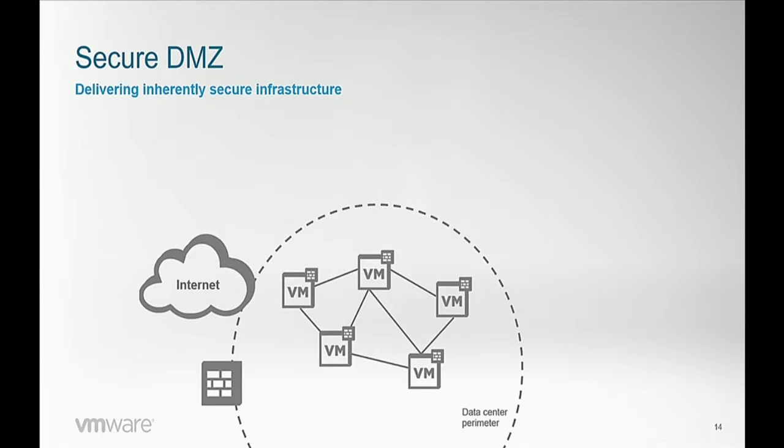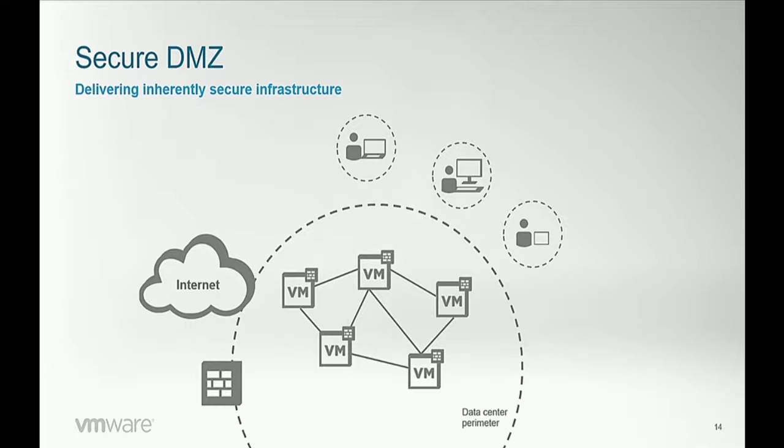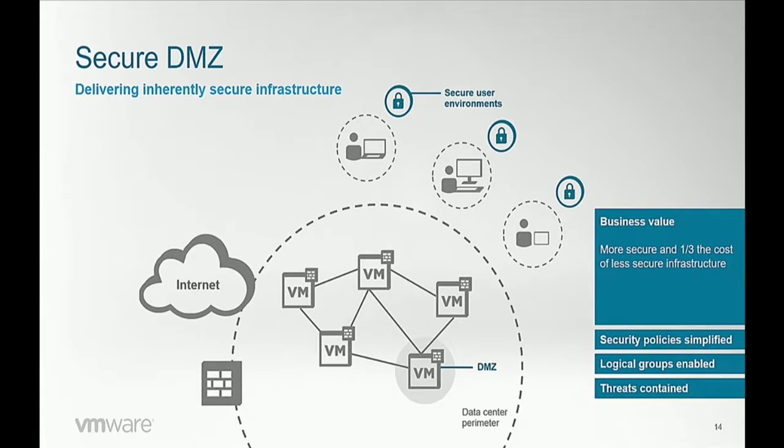So the second use case for security is more about the DMZ: how to deliver inherently secure infrastructure. Here we have users accessing a data center with perimeter security built by a data center firewall. And when a user accesses a specific VM, with NSX delivering the micro-segmentation, we can make sure that this user will not move laterally from this VM to another VM without being blocked. So we can build a secure environment with a zero trust architecture, with more security inside the data center, at a third of the cost and with lower operational cost than the hardware infrastructure.